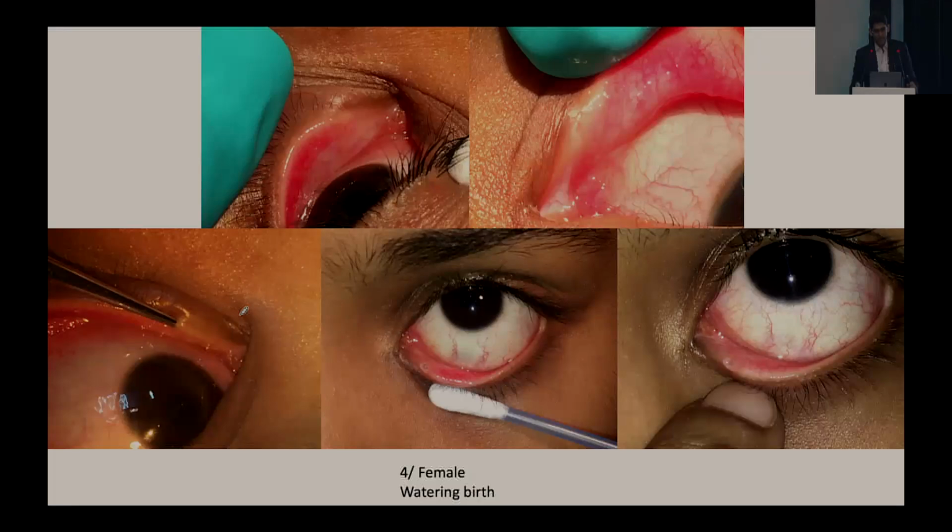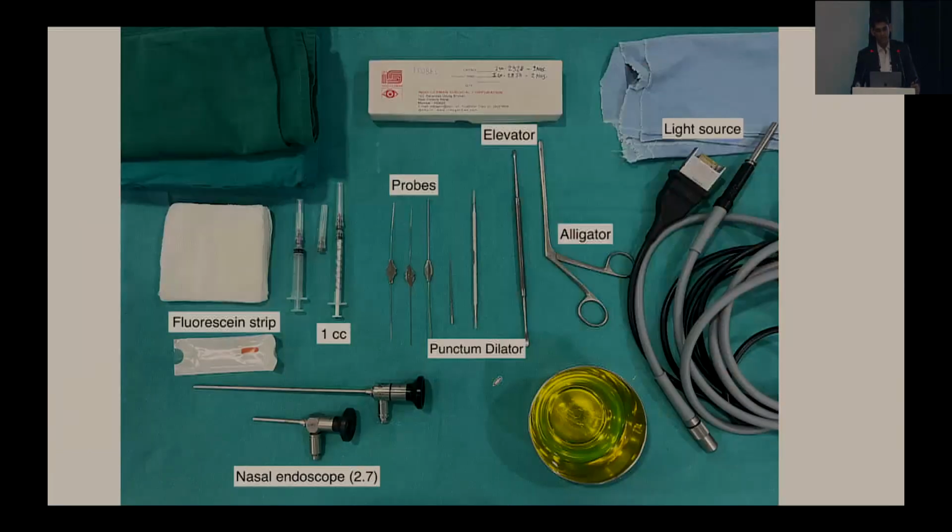Now, why is EUA important? Because suppose a child comes to you with watering, the commonest diagnosis you think about is an allergic conjunctivitis or a congenital nasolacrimal duct obstruction. But sometimes, as I showed previously, even children might have congenital membranes over the punctum, as seen here. So during an EUA, you can open up this membrane, put a Monoka tube, and give good relief from watering and long-term relief from watering.